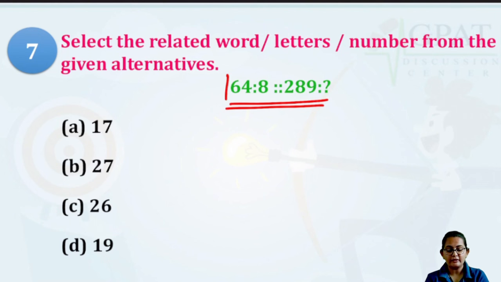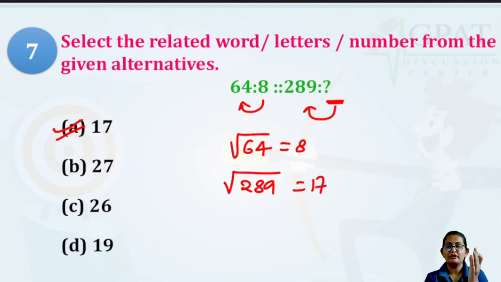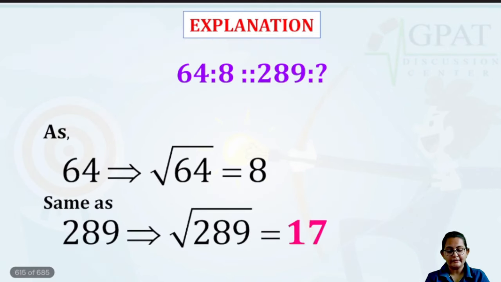Again, I am telling, first find out the relation between these two numbers and then you will get the relation for the other two. So 64 and 8, how can you relate? You can relate like 64 is 8 square. So there will be one number whose square is 289. We know that 17 square is 289. Or another way is the square root of 64 is 8, and similarly the square root of 289 would be 17. This way also you can do. You can go either by reverse way or by forward way. So 17 is the correct answer.